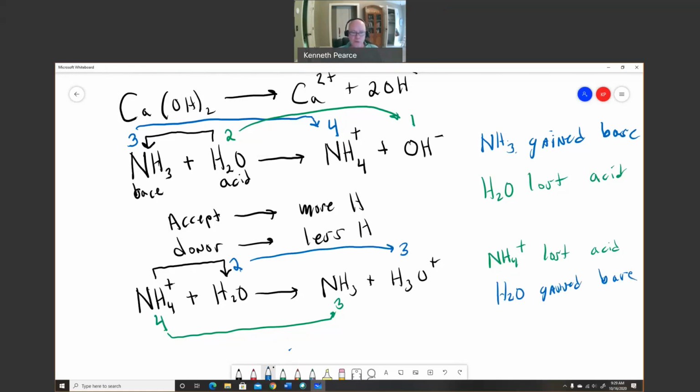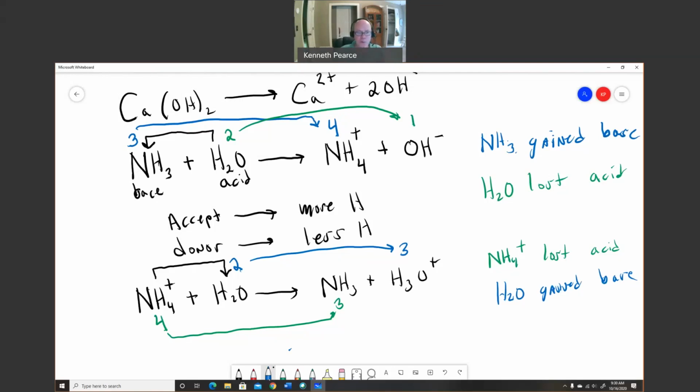And so those are Bronsted-Lowry acid-base reactions, okay? One of them is going to end up being an acid. One of them is going to end up being a base. And what you have to look for is which one is gaining hydrogens going from one side to the other, in which case it's a base. And you have to look at which one is losing hydrogens going from left to right. And in that case, that's the Bronsted-Lowry acid.